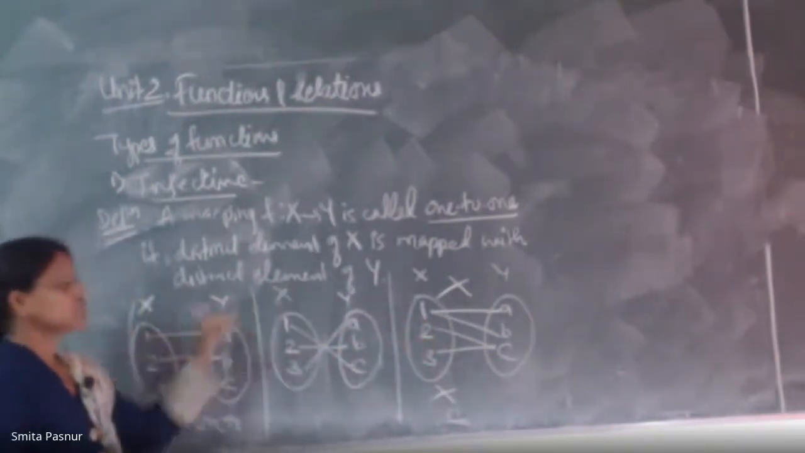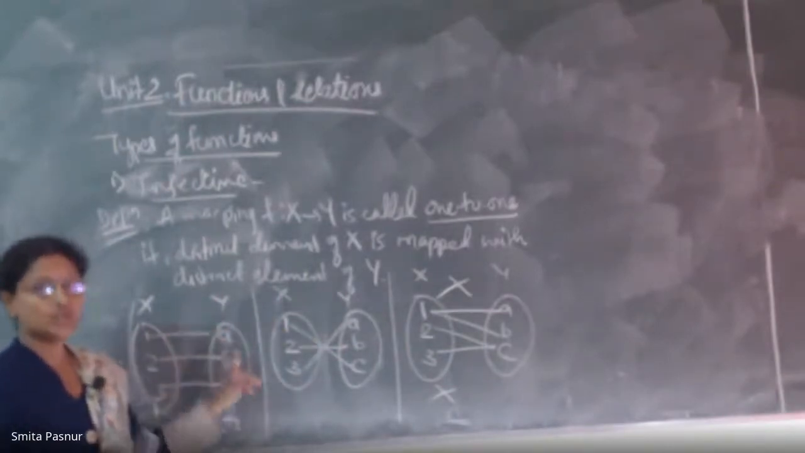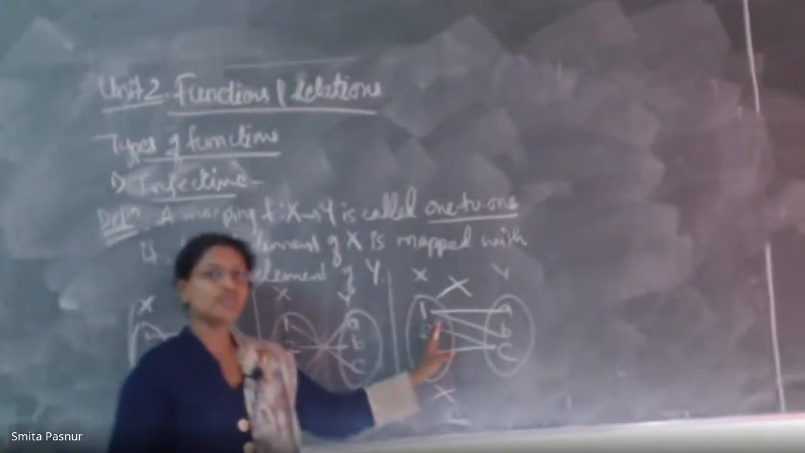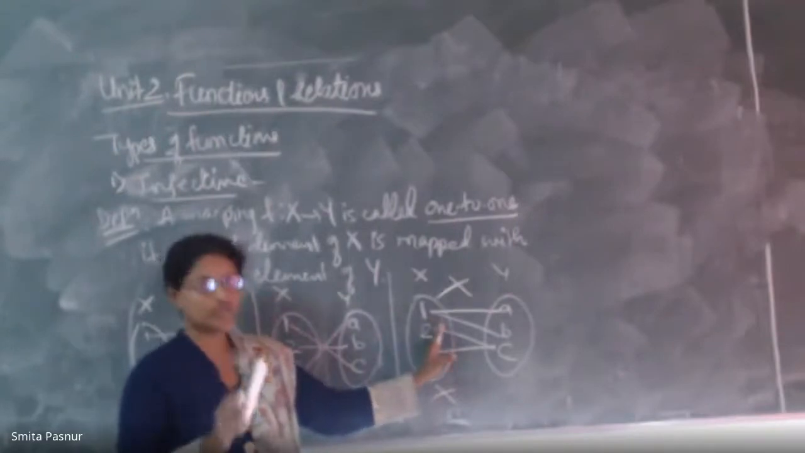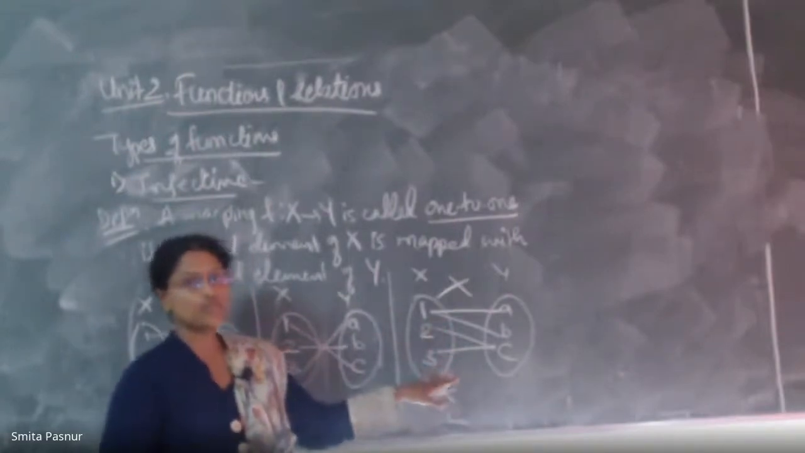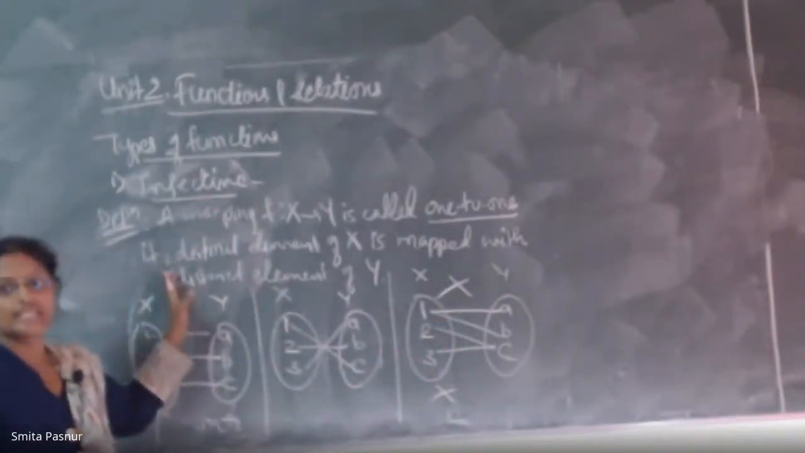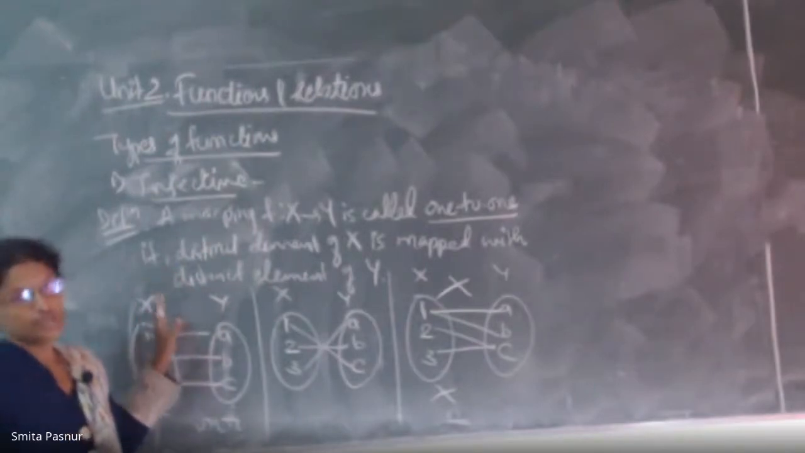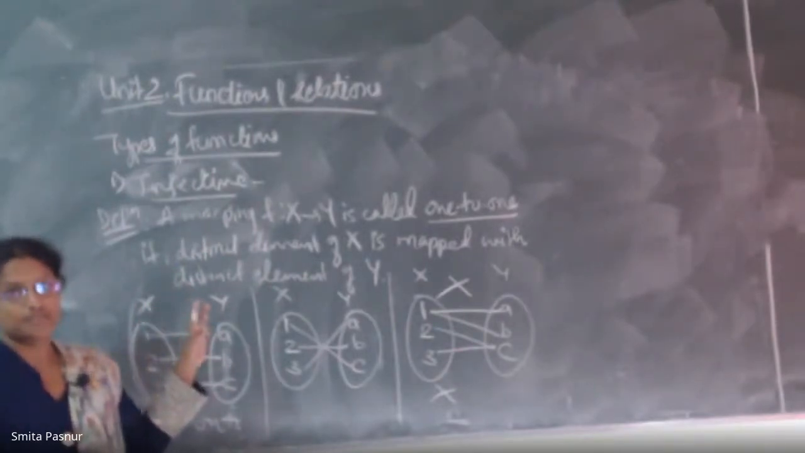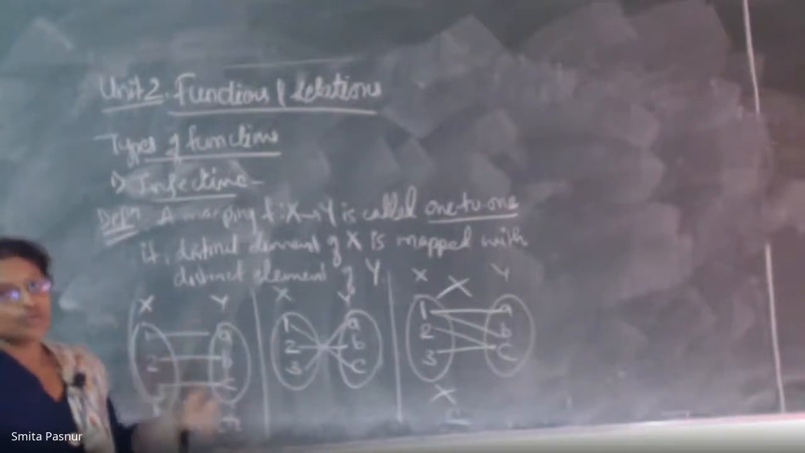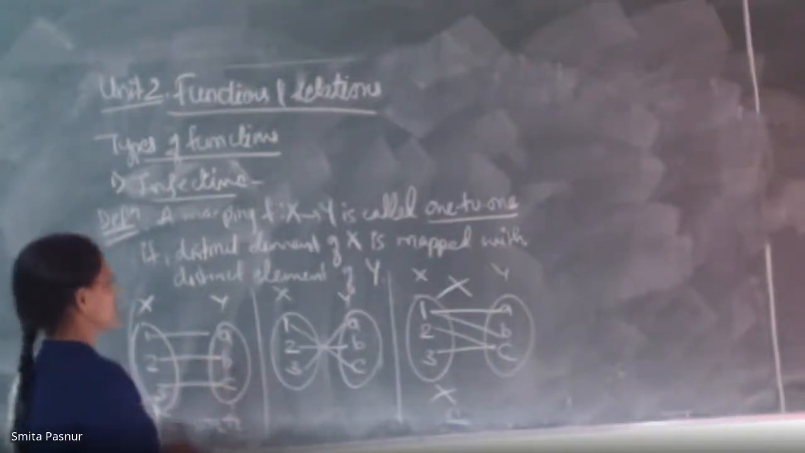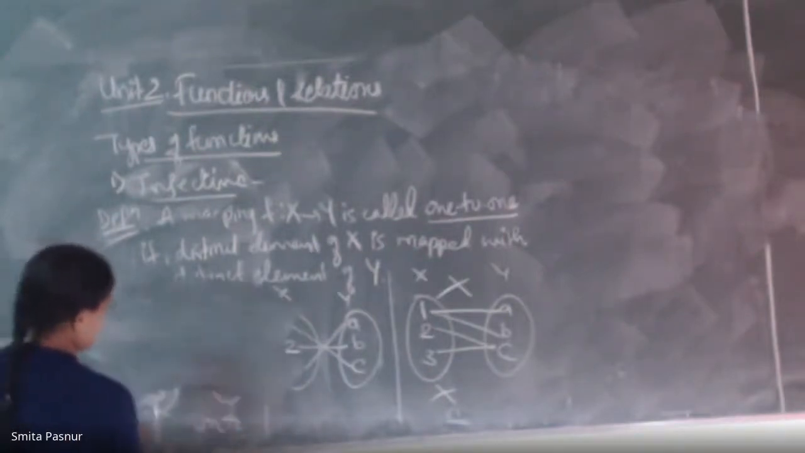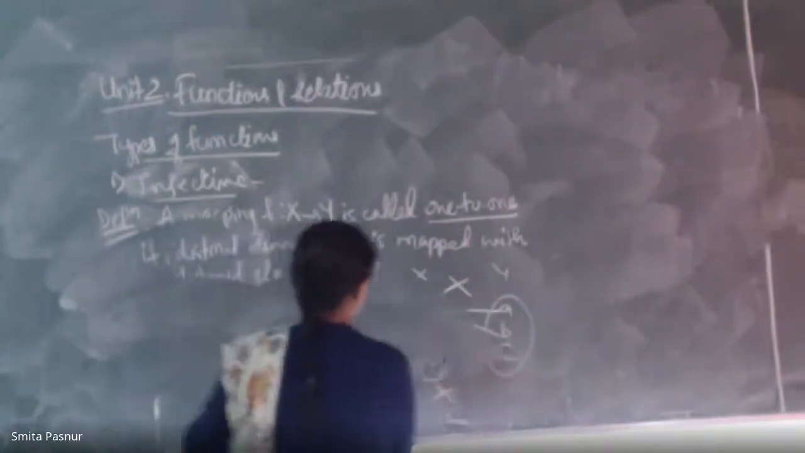So these two are injective functions. That is one to one relation. This is also showing one to one relation. This is not showing one to one relation. Is that clear, all of you? So this is called injective or one to one function. Okay, now we'll go for the third type of function, that is bijective.